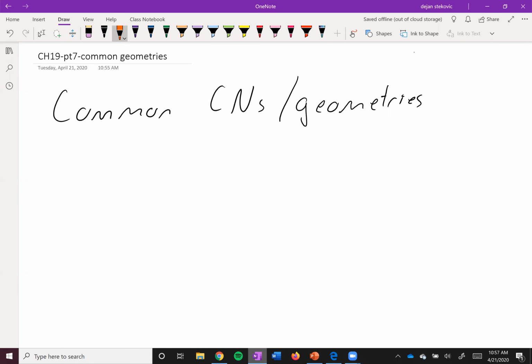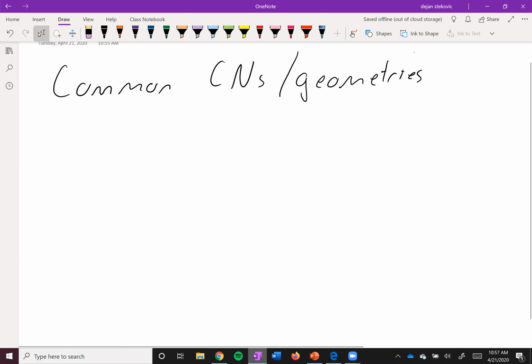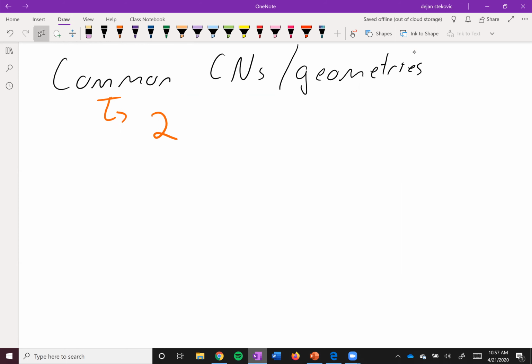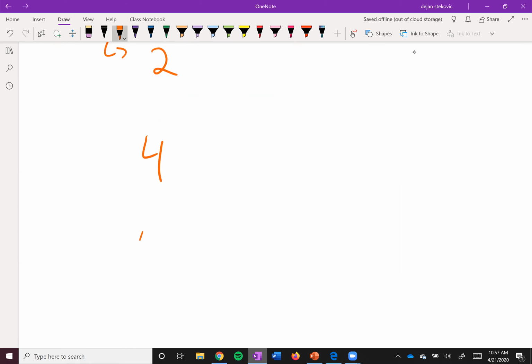So while there's a lot of different coordination numbers that can be found, anywhere from 1 to I think 15 or 16, some are simply more common than others. So the most common coordination numbers are 2, so attached to 2 things, 4 things, I'm going to write this twice, you'll see why in a minute, and then 6 things.